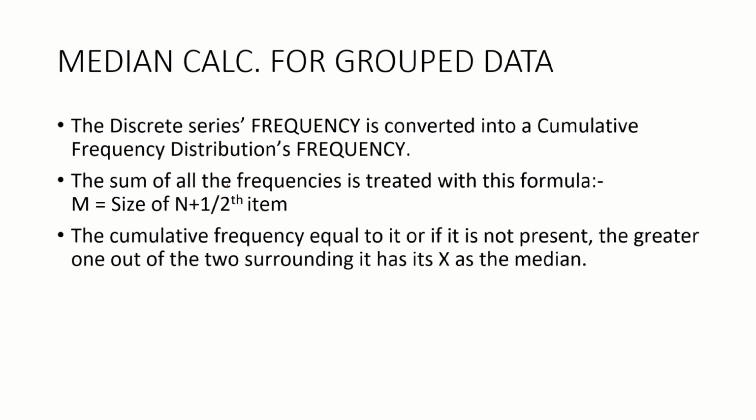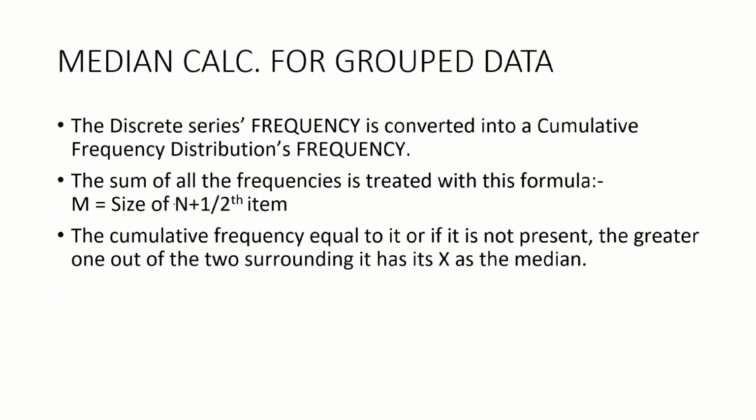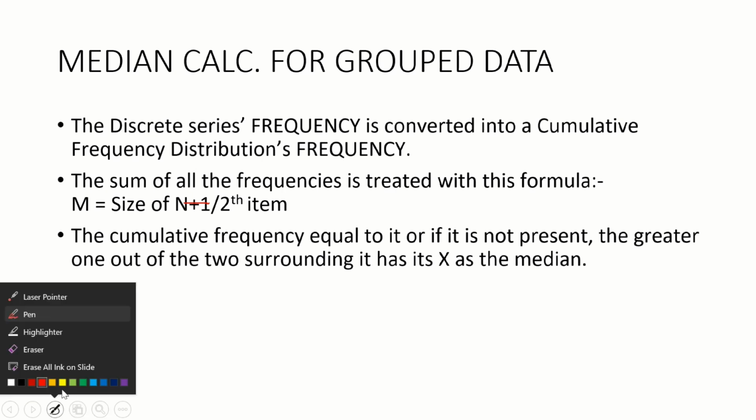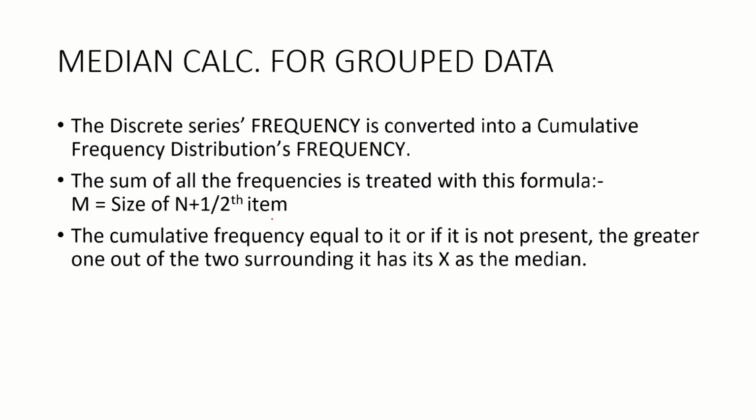A quick note is that for grouped data and for frequency distribution, in case the sum of all frequencies is even, we don't need to do this part, okay? Only if the sum of all frequencies is even. Now over here, we convert the frequency into a cumulative frequency, and then we apply this formula. But total frequency plus 1 divided by 2, like here, same thing we do.